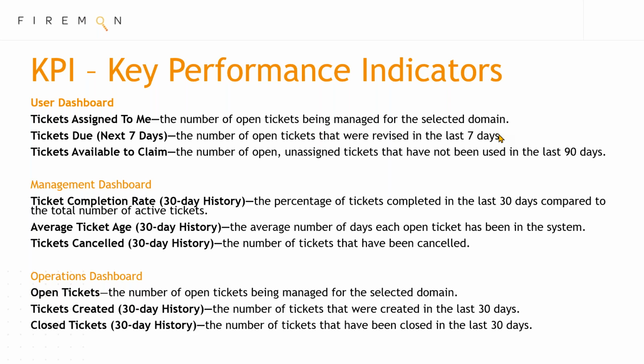There's also a management-centric dashboard where managers would be able to find handy metrics on how fast tickets are being completed over the last 30-day period, as well as an average ticket age and how many tickets might have been canceled in the last 30 days. And then finally, there's an operations-centric dashboard also where your ops staff can find things like the number of open tickets, the number of open tickets being managed for a selected domain, how many tickets have been created in the last 30 days, and how many have been closed in the last 30 days. Let's actually take a look at those dashboards here to show you what they look like.